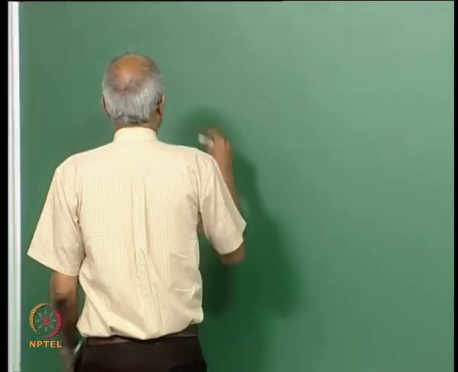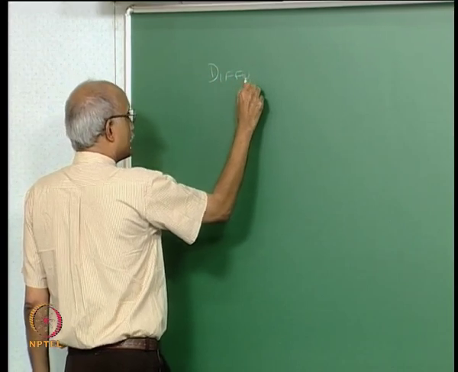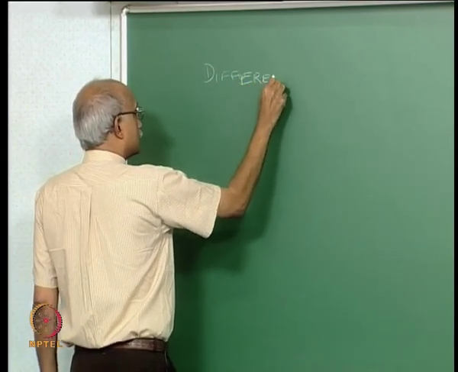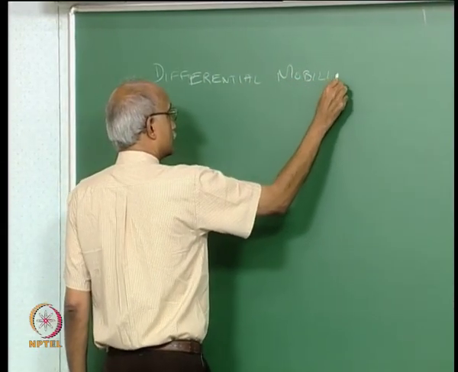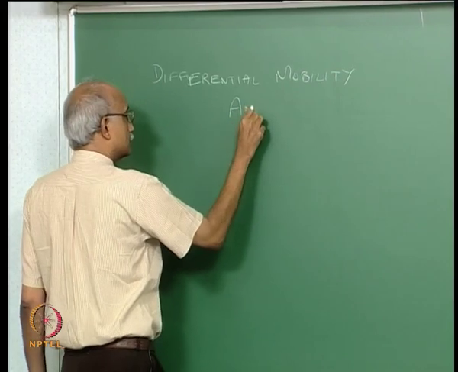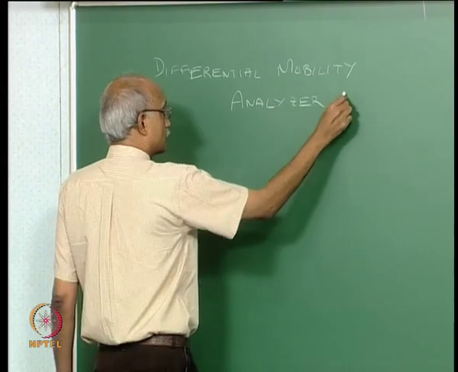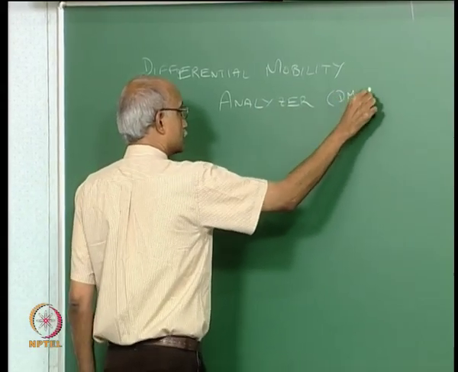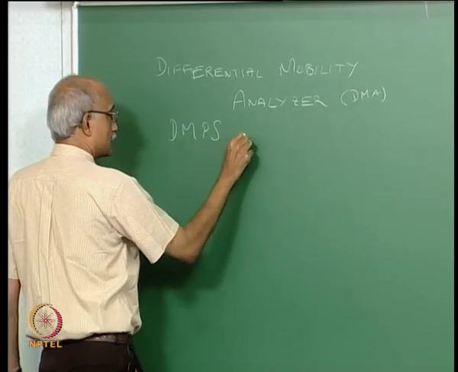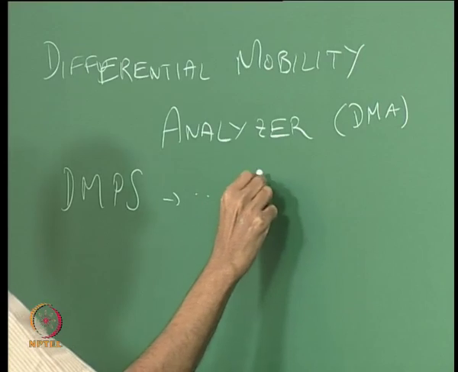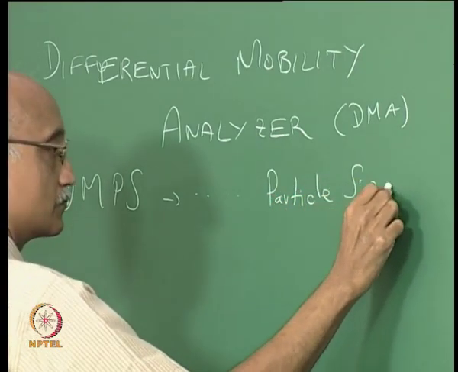is used in instruments that are called differential mobility analyzers, or DMA. They are also known as DMPS. It stands for differential mobility particle sizers.